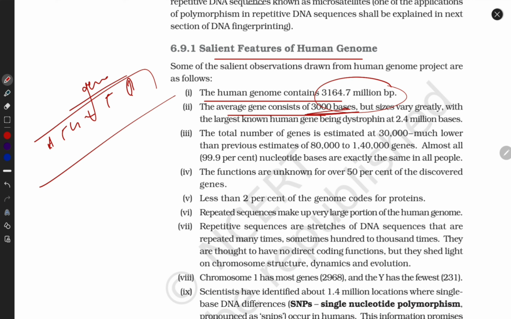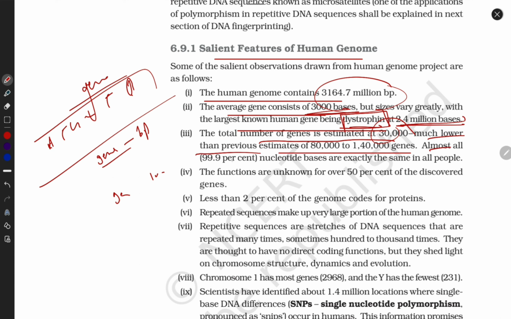All right, the largest gene in humans now. Dystrophin, which is a protein, contains 2.4 million base pairs. There is an order of which gene has the highest number of base pairs and which has the lowest. So the largest gene is dystrophin, this is a protein, and it contains this many bases. The total number of genes is estimated at 24,000 to 30,000, much lower than previously thought. Almost 99.9% of nucleotide bases are exactly the same in all people, only 0.1% is different. 99.9% of our DNA is the same.